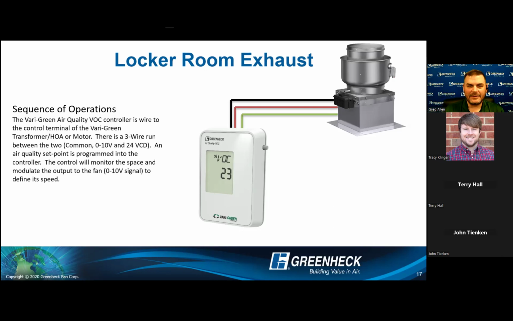So I see that a lot in, like I said, locker rooms, etc. And you can see a quick sequence of operations. In the end, it's a control. It needs to be powered. These are powered by 24 volts. Great. And it kicks out a 0 to 10 volt signal. So that's my output. So I'm being powered by 24, my output is a 0 to 10, I'm sending it to a fan. This would be, say, a Vari-Green fan. EC motor accepts the 0 to 10 volt signal. Great. We're sending and receiving the same communication.